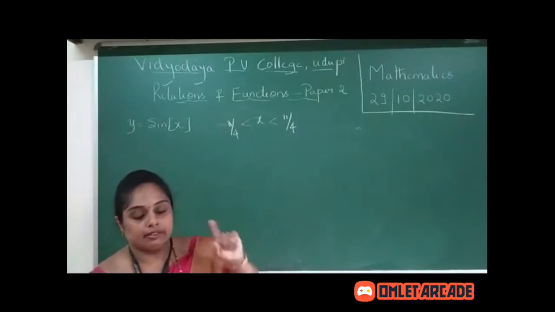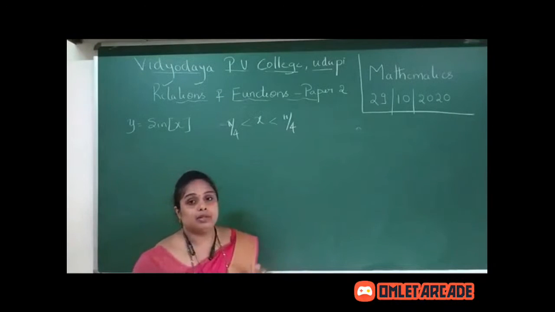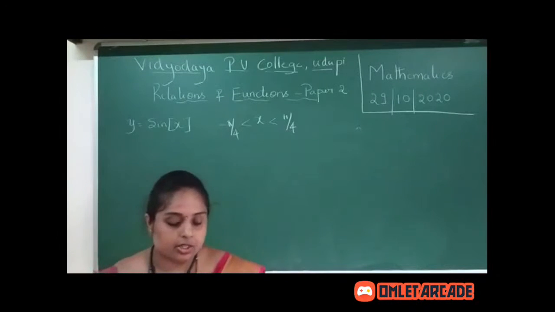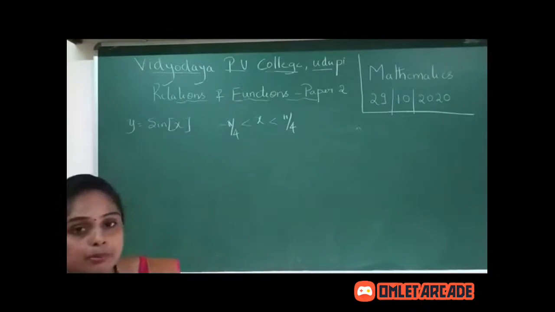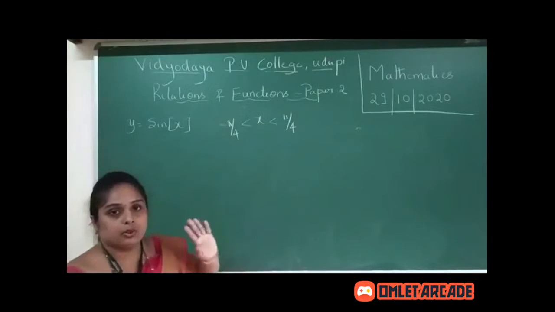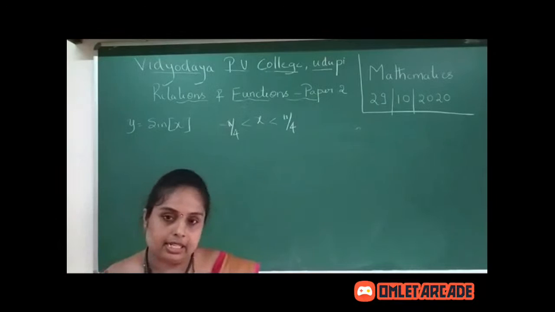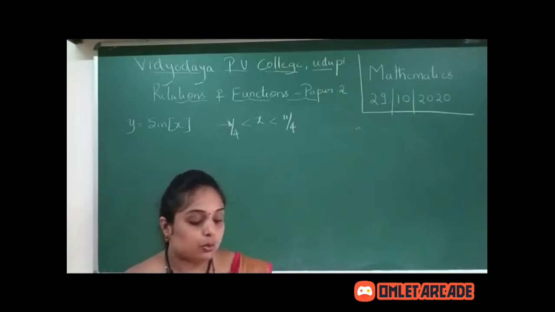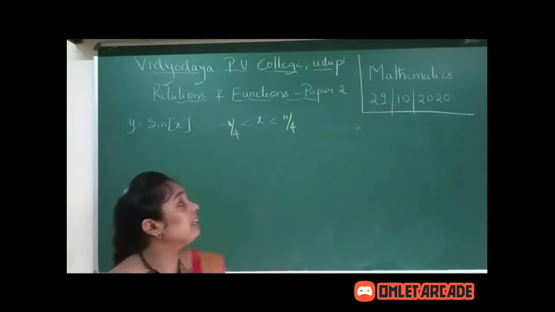While I gave the print, it was given as pi by 2. Sorry, just make a change. It's minus pi by 4 to plus pi by 4, where this is the greatest integer, less than or equal to x. So what is the range for this? I need to find the range for this.